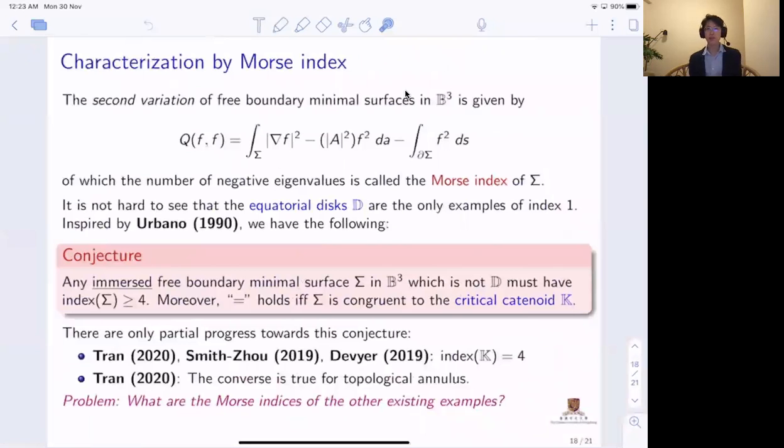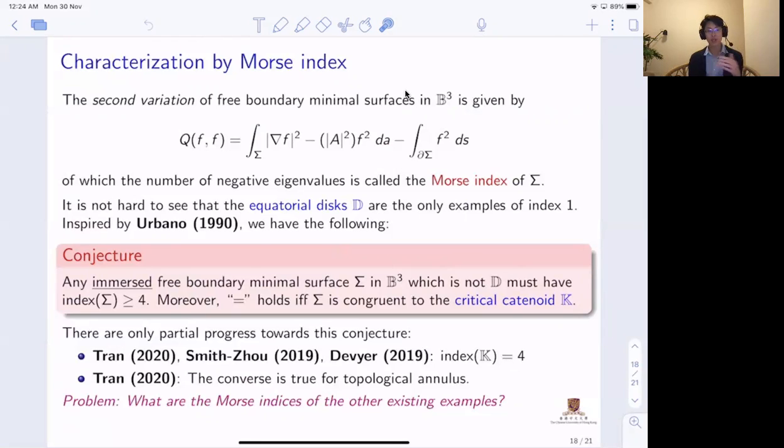Okay, so the next thing is about the Morse index. In this case, if you look at the second variation, because you have a boundary, you also have a boundary term in the second variation given by this. In fact, this coefficient is a 1 here, which reflects the boundary principal curvature of the sphere. But you can still define the number of negative eigenvalues of this symmetric bilinear form to be the Morse index of sigma. So it is again an easy calculation that the equatorial disk has index 1. And it can be shown that they are the only ones with index 1.